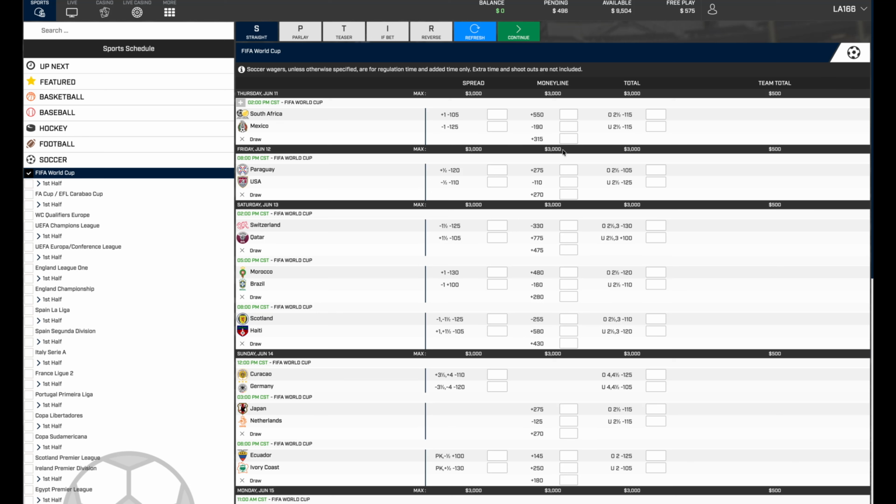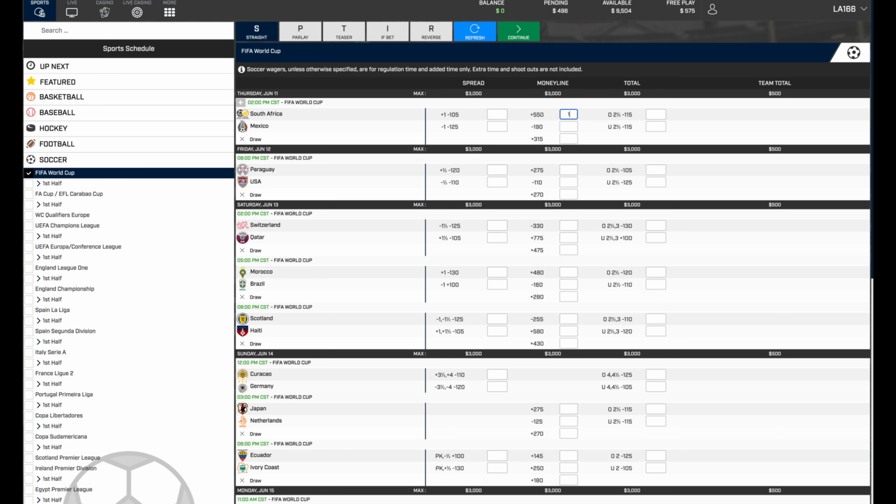In football, you can bet the Cowboys to win or the Cowboys to lose. If they tie, it's a push. That's the way NFL works. Soccer's not that way. You can bet South America to win, South America to lose, or Mexico to win, or you can bet them to draw.